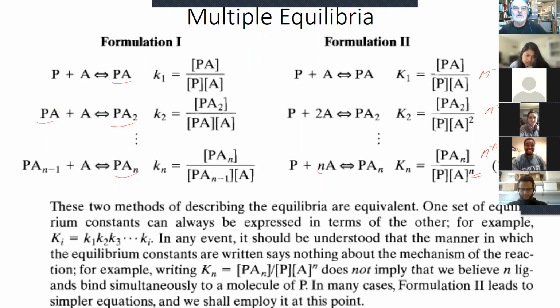All right. And so then it'll be PA over P times A. It'll be PA2 over PA times A. It'll be PAN over PAN minus 1 times A. So all of these will have units of mole to the minus 1. Okay, all the way down.